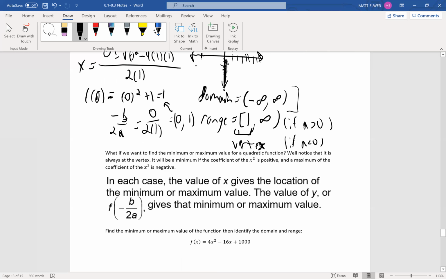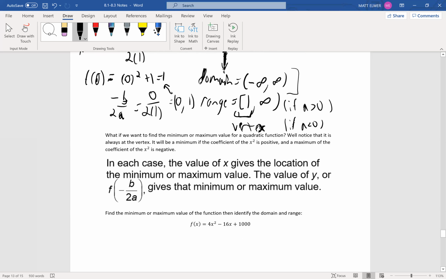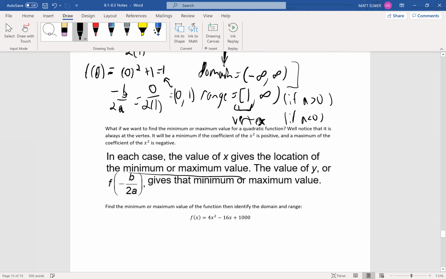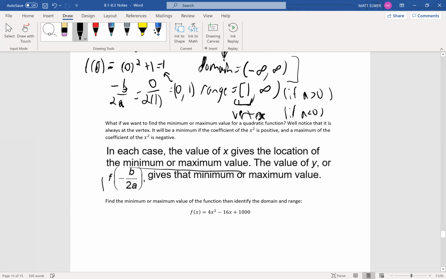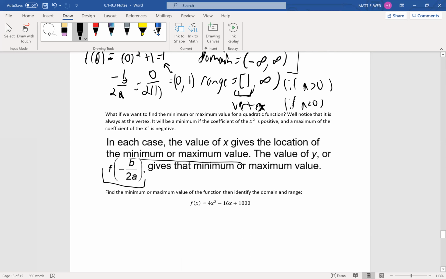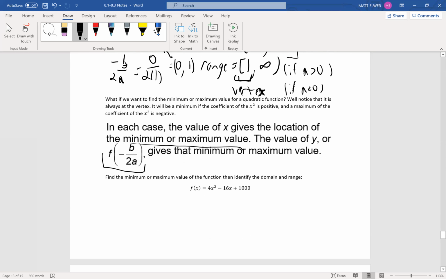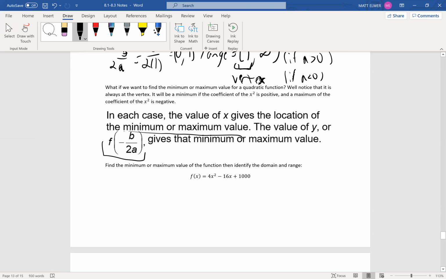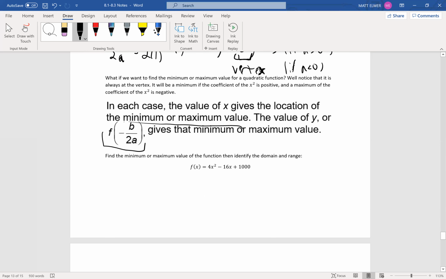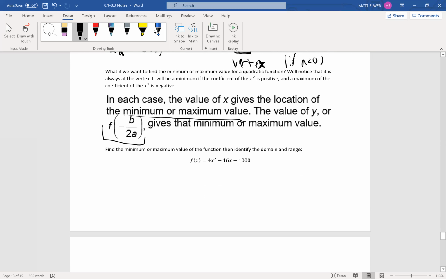So what I can say is that in each case, the value of x, or the value of the vertex, gives the location of the minimum or maximum value, right? So the value of y, so the function at that vertex, gives either the minimum or the maximum value. Okay, so I can use that information to find the minimum or maximum value and use that to determine the domain and range of this function, right? So I need to find, when this is equal to 0, what my minimum or my maximum value is. And the way I can do that is just find out where my vertex is.